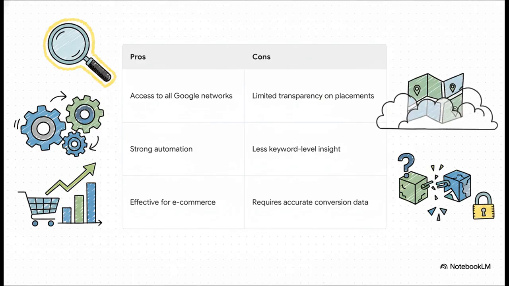Now, the big advantage here is the powerful automation. It can find opportunities to convert that you'd probably never find on your own. But there's a trade-off, and it's a big one: control. It's much more of a black box, so you get less insight into where your ads are showing. And let me be clear about this, it is only as smart as the data you give it. Accurate conversion tracking isn't a suggestion, it's a requirement.